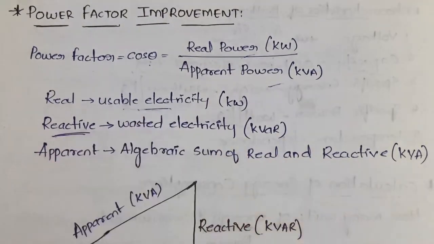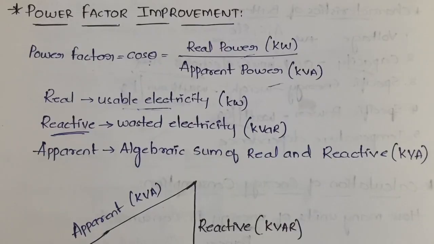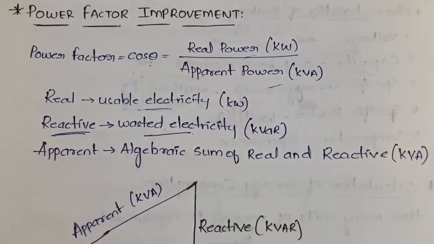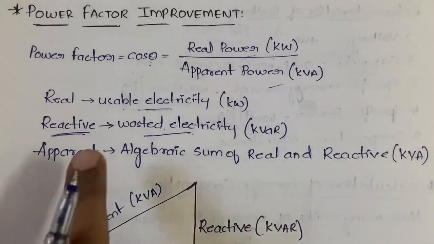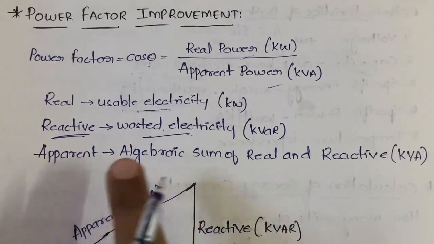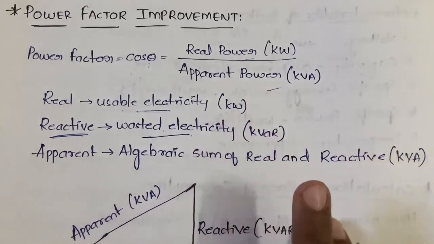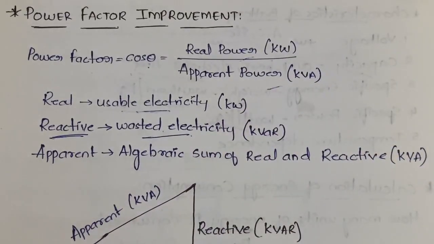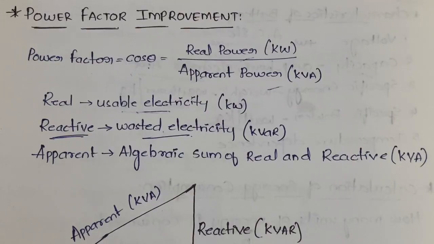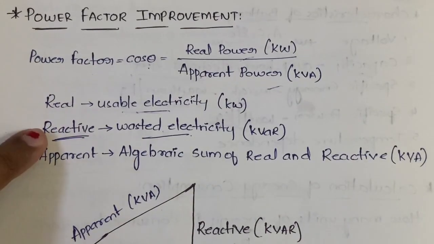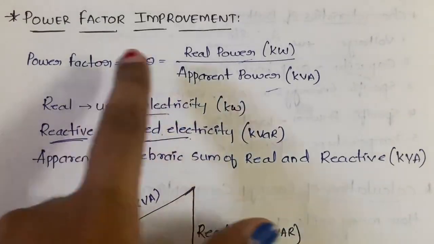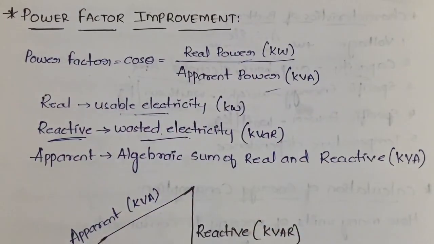Reactive power means when you are using the electricity, some electricity will be wasted, and that wasted electricity is called the reactive power. Next, apparent power. Apparent power is nothing but the algebraic sum of both real and reactive power. Simple logic, guys. Real means the electricity which you are actually using, reactive is the amount of electricity which is being wasted, and apparent is the algebraic sum of both real and reactive. And power factor is nothing but the ratio between the real power and the apparent power.